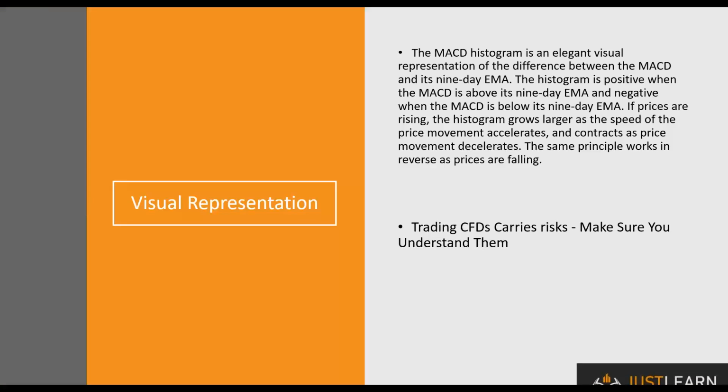So remember, the MACD histogram is an elegant visual representation of the difference between the MACD and the 9-day EMA. The histogram is positive when the MACD is above its 9-day EMA and negative when the MACD is below its 9-day EMA. If prices are rising, the histogram grows larger as the speed of the price momentum accelerates and contracts as the price movement decelerates. The same principle works in reverse as prices are falling.